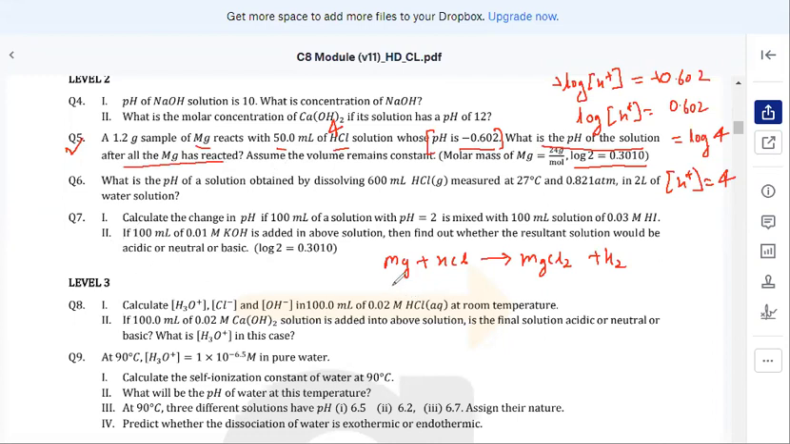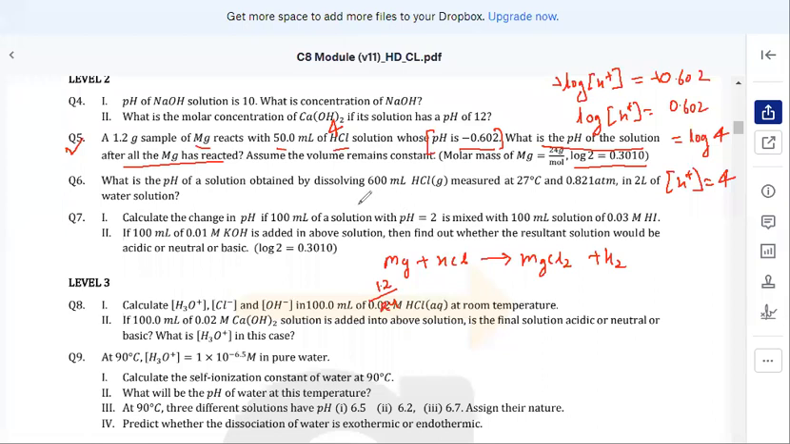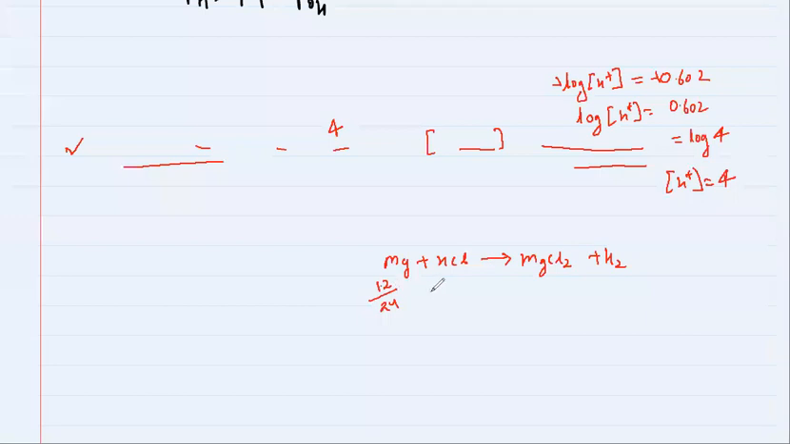So we know that the molecular weight of Mg is 24. So how many moles is it? 1.2 by 24 moles. HCl is 4 molar, right? So the number of moles is, tell me, 4 into 50. It is millimoles, so divided by 1000. Sorry, it's 4, not 40. My bad.